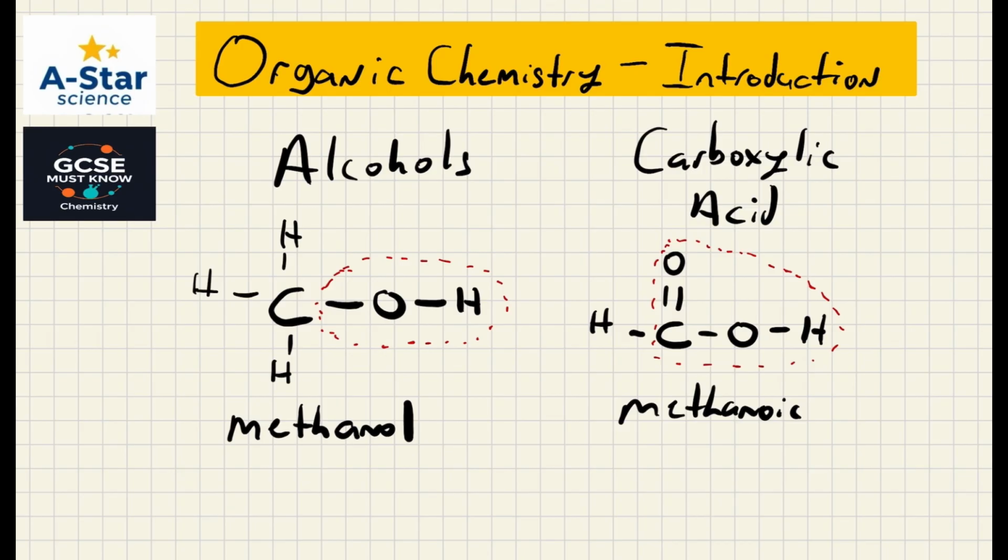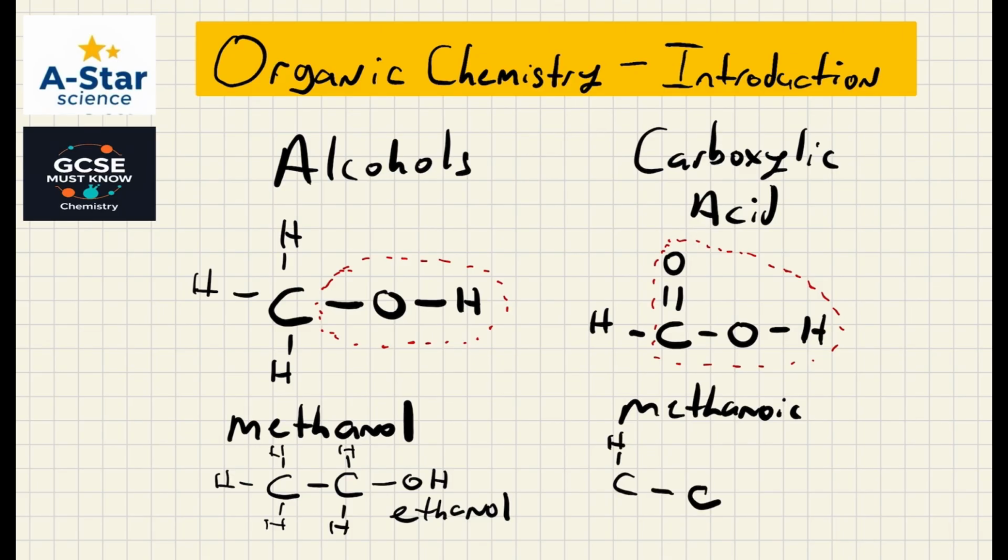So for example, if I did this, 2 carbons to an OH, and I put the hydrogens in, well, we remember that 2 carbons, we say eth, so we will call this ethanol. The same for carboxylic acids. If I had two carbons, we would call this ethanoic acid.